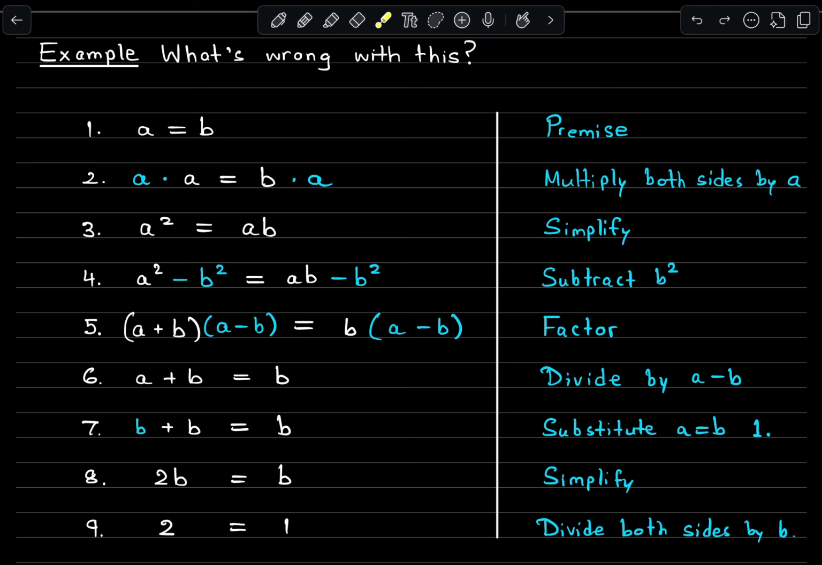All right, so take a moment to see if you can figure out what went wrong here. What step wasn't legal or correctly applied here? What mistaken assumption was made?